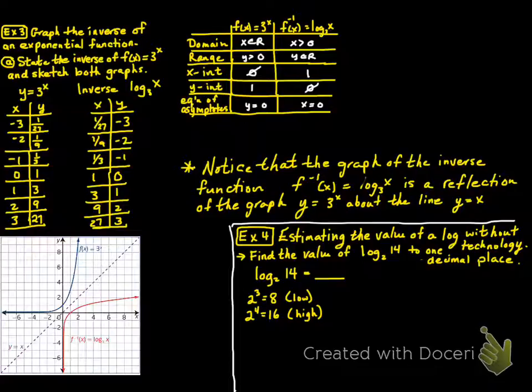We want to get to the log base 2 of 14, so it's going to be closer to 4 than 3. So let's try 3.7. So 2 to the power 3.7 is approximately equal to 13, which is again a little bit low. Let's try 3.8. And then 2 to the power of 3.8 is equal to approximately 14. So within 1 decimal place, we can say that log base 2 of 14 is equal to 3.8.